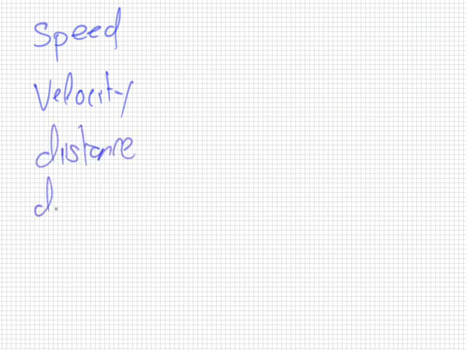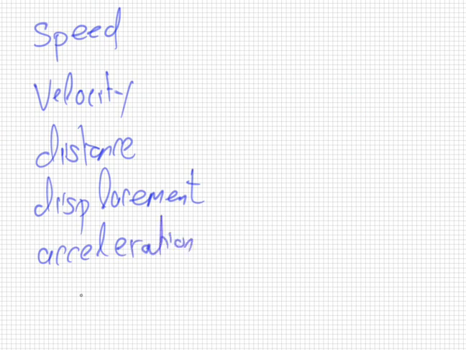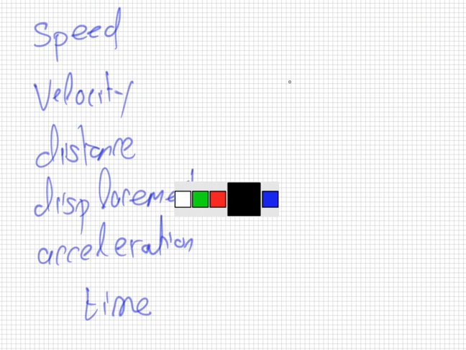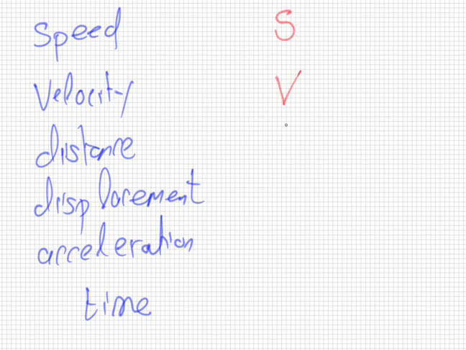So we have speed, velocity, distance, displacement, acceleration, time. Okay, so first question for the class, vector or scalar? Speed, scalar. Velocity, vector. Distance, scalar. Displacement, vector. Acceleration is a vector, because it's plus or minus. Time, scalar.